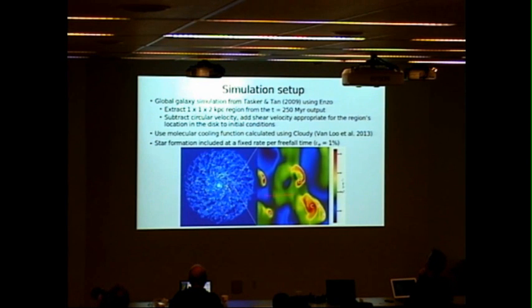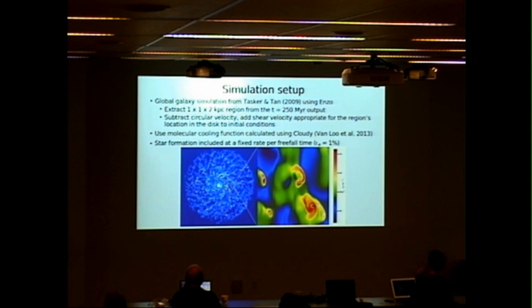So here I show the zoomed in view of the region we selected. So there's 6 individual clouds that we've identified. So we basically subtract the circular velocity from this region and add in a shear flow. So we add the shear that goes up on this side and basically down on this side. So we set up basically a pseudo shearing box.